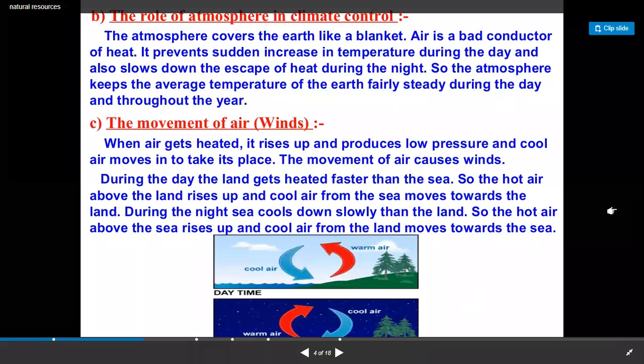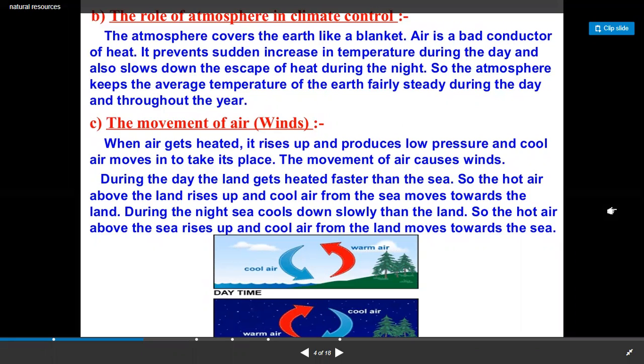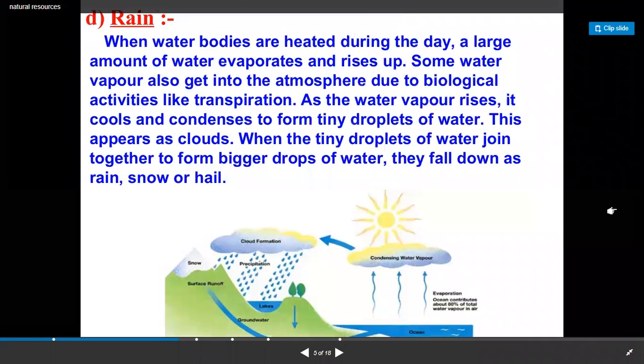During daytime, warm air moves upward because warm air is lighter than cool air, and wind moves with the help of air. If air is not there, then we cannot think of sustaining in the environment.